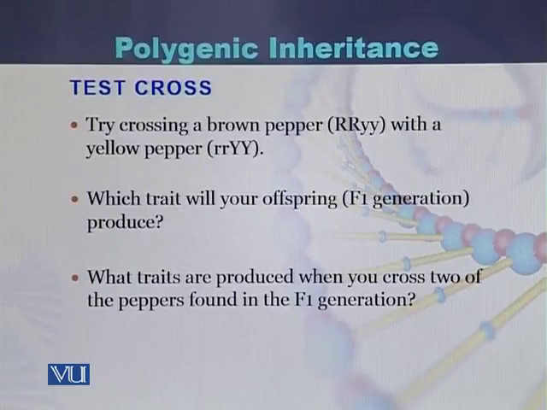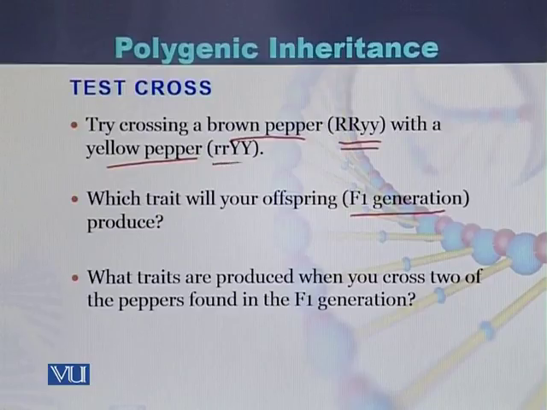Just to understand this phenomenon, try a test cross between a brown pepper and a yellow pepper. Which trait will appear in the F1 generation? Do a cross between the brown pepper that has genotype dominant R, recessive y, and the second pepper that has recessive r and the dominant allele Y. Just cross these two genotypes and check what kind of F1 generation will be produced, and what traits are produced when you cross two peppers found in the F1 generation.